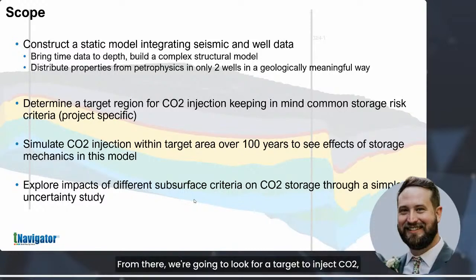From there, we're going to look for a target to inject CO2, and we're going to keep in mind some common storage risk criteria specific to this project. Following that, we're going to simulate CO2 injection within the target area over 100 years to see the effects of storage mechanics in this model. And then we're going to look at the impacts of different subsurface criteria on CO2 storage through a simple uncertainty study.